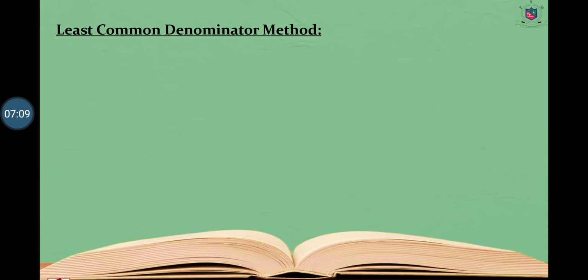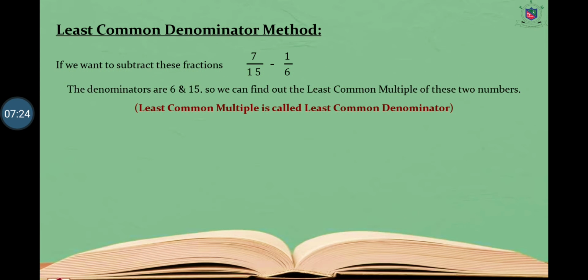The second method is the least common denominator method. So, let's learn what to do in this method. If we want to subtract these fractions, that are 7 upon 15 minus 1 upon 6, the denominators are 6 and 15. They both are different. So we can find out the least common multiple of two numbers.